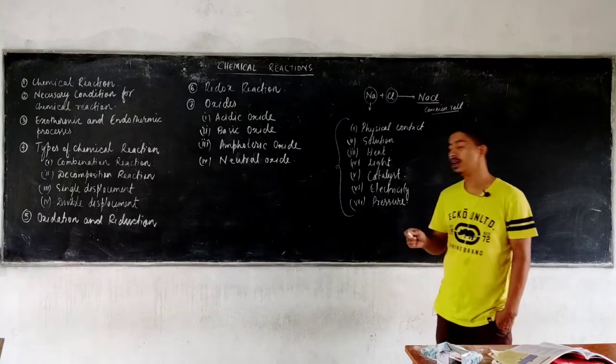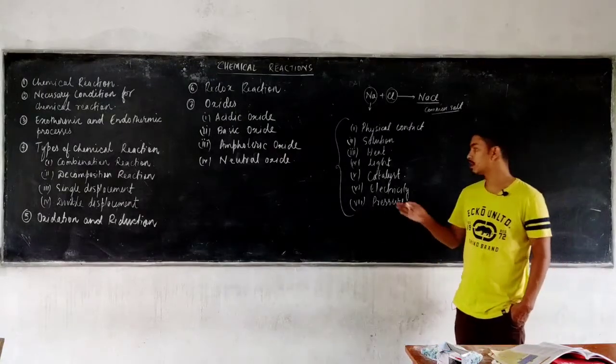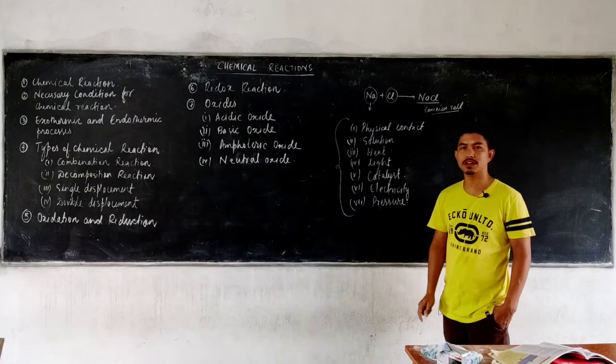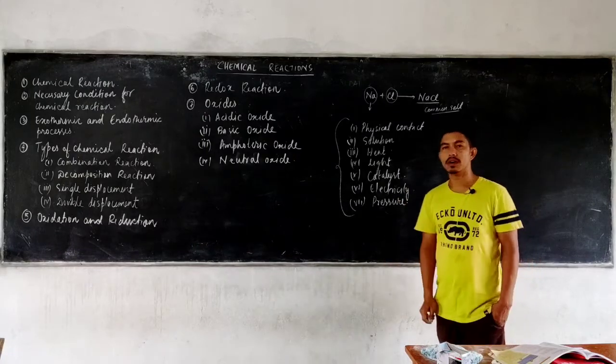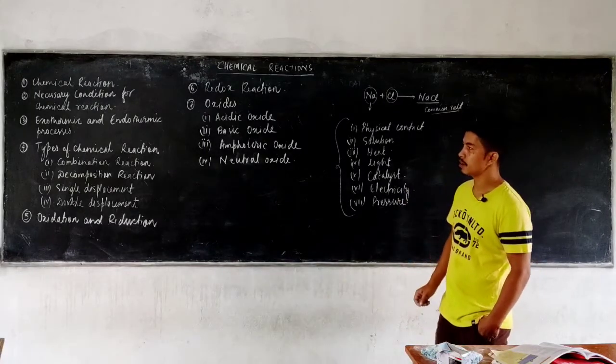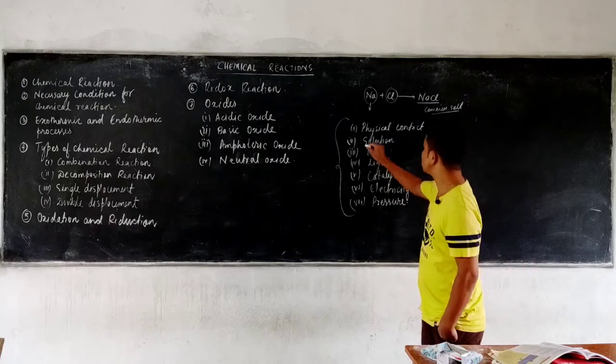Sometimes light is required. Sometimes a catalyst is required. Some chemical reactions occur only when electricity is passed through them. Some occur only when a high pressure is applied to them. So now coming to the heat.